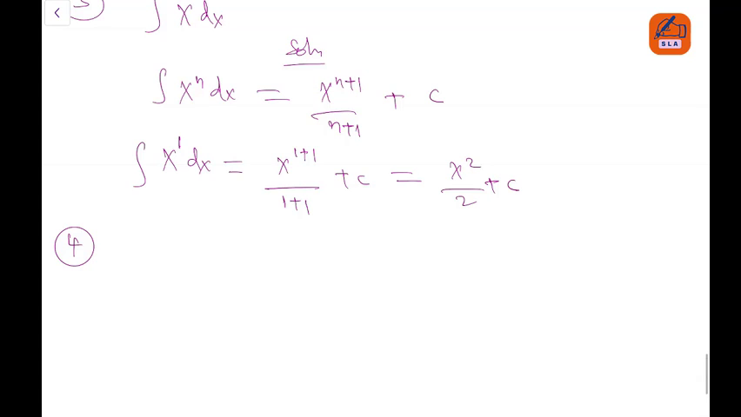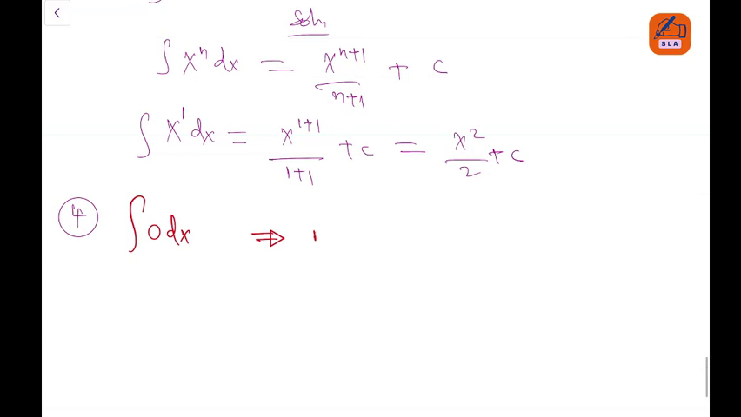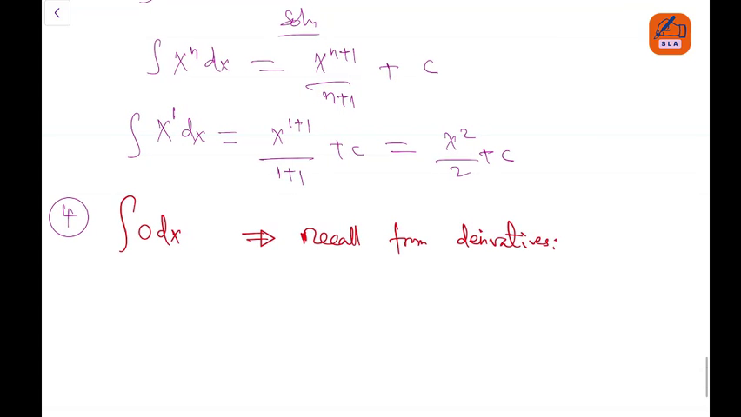So again, what number can we see here? For example, you are given 0 dx. Integrate 0 dx. How is it? Just imagine. Let's recall from derivatives. In derivatives, we said if you take d dx of c, a constant number, for example 5, you get 0. Am I wrong? I think it's right.